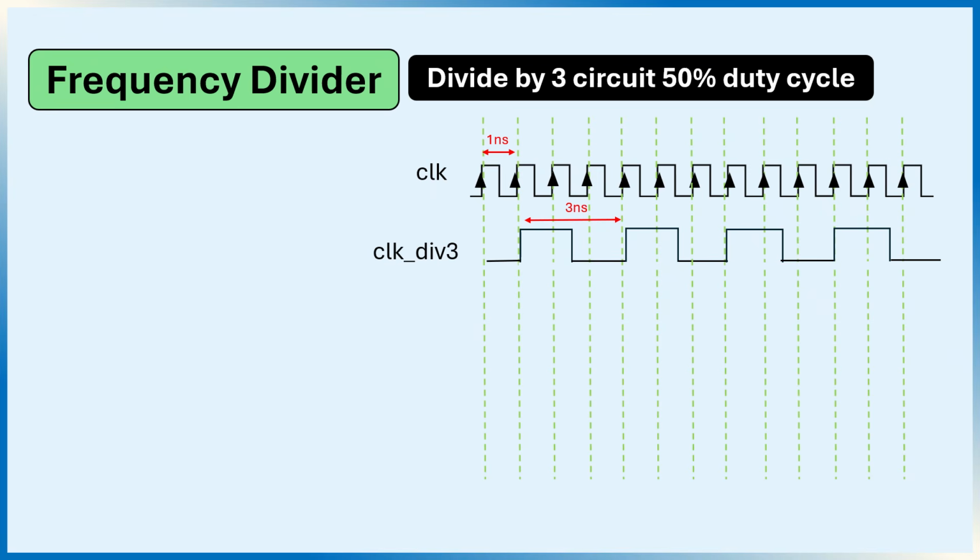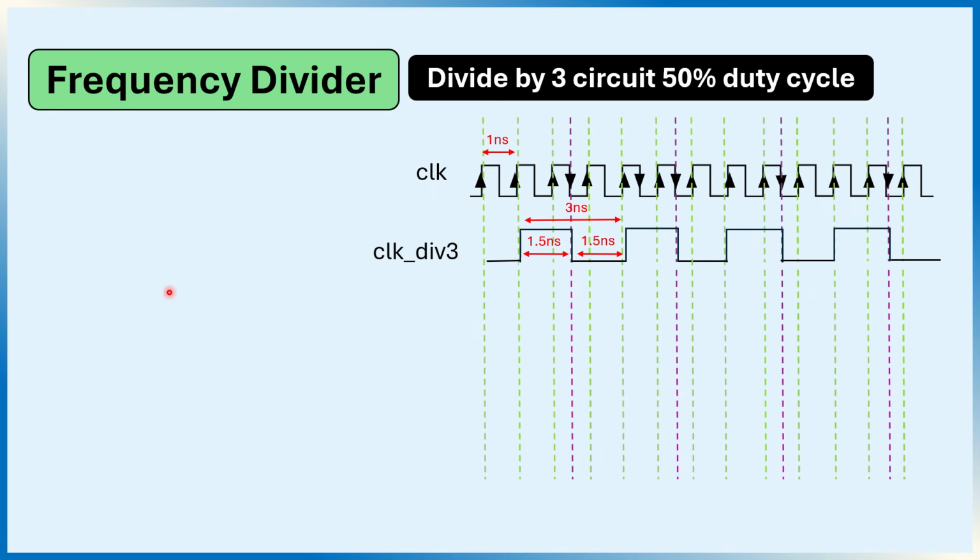So let's examine a little bit the situation and understand what we need to make sure we're taking care of. If we look at the 3 nanosecond time period, it means that it's high for 1.5 nanosecond and low for 1.5 nanosecond. So the transition is going to happen on the negative edge of the original clock. We will need to use it to solve our problem.